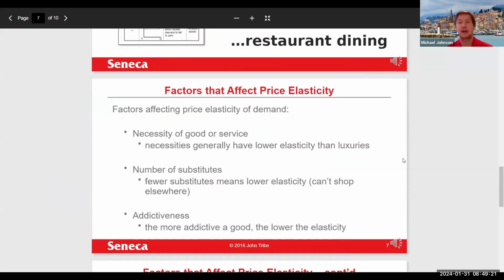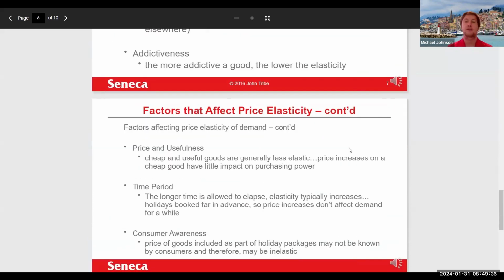Factors affecting price elasticity of demand: necessity of good or service. Necessities generally have lower elasticity than luxuries. Number of substitutes: fewer substitutes means lower elasticity, since you can't shop elsewhere. Addictiveness: the more addictive a good, the lower the elasticity. Price and usefulness: cheap and useful goods are generally less elastic, since price increases on a cheap good have little impact on purchasing power.